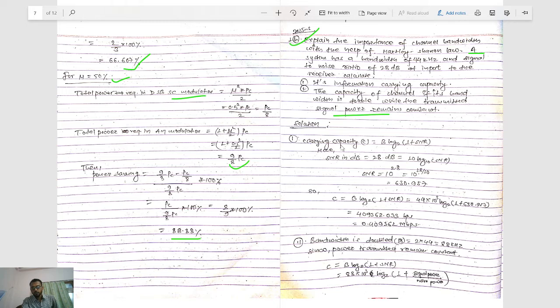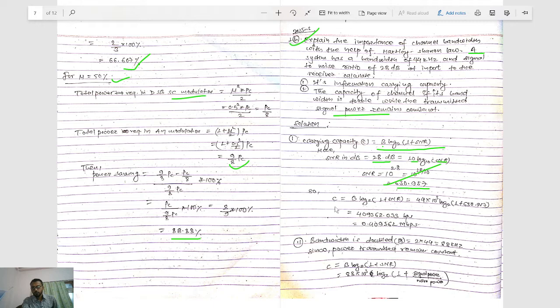So for the first case, the carrying capacity C is given by the formula B log base 2 of 1 plus SNR, signal to noise ratio, and SNR in dB is given as 28 dB. To calculate SNR in dB we have the formula 10 log 10 SNR, and from this you can calculate the value of SNR. So you can calculate SNR equal to 10 to the power 28 upon 10. So you'll get this value here.